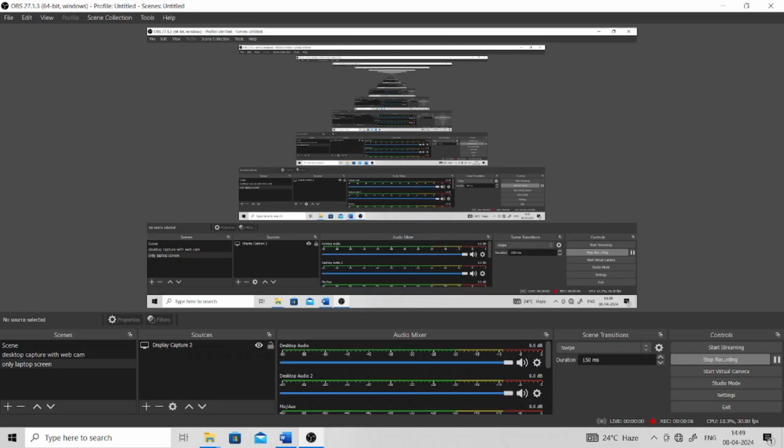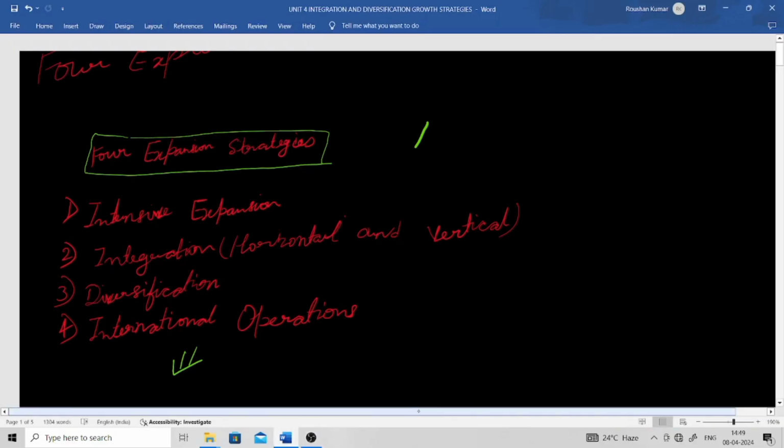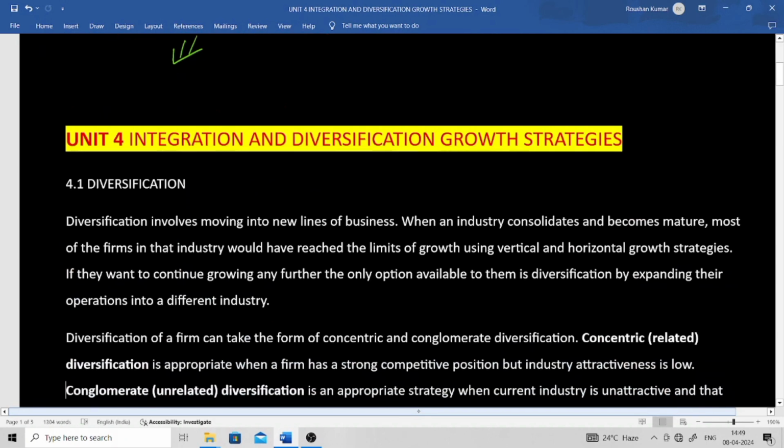In this session, I'm going to talk about the fourth unit, that is integration. Okay, let me show you. Yes, here I am. So this is the fourth unit, that is integration and diversification growth strategies.